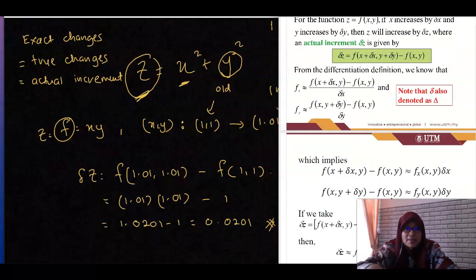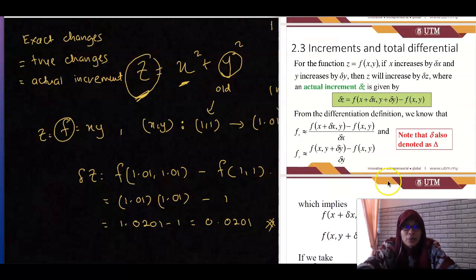Okay, so what is the formula then? In order for us to know the formula, we use the definition of differentiation. From the previous notes that I gave you, the definition of partial derivative with respect to x is you look at the changes of x only, right? And then divided by delta x. Delta x is the differential, the difference or the changes of x.